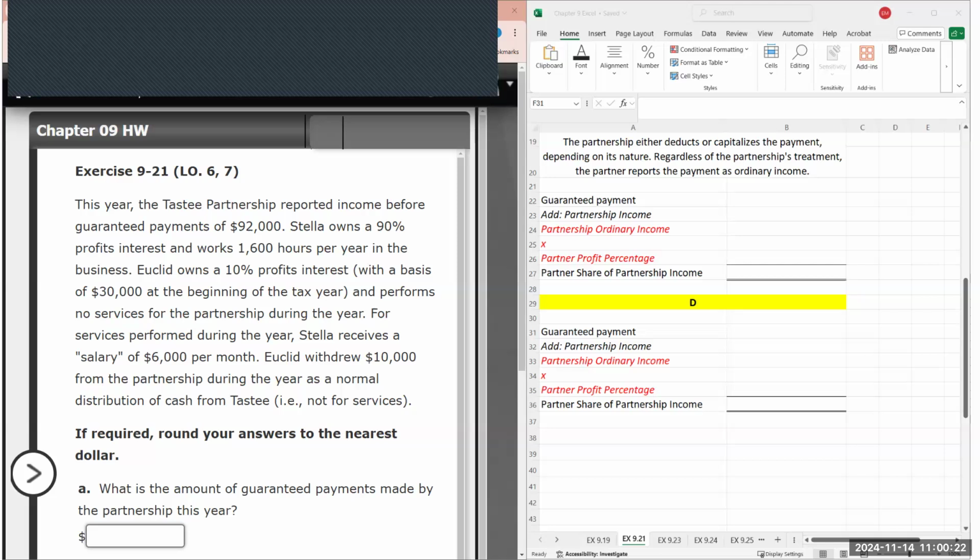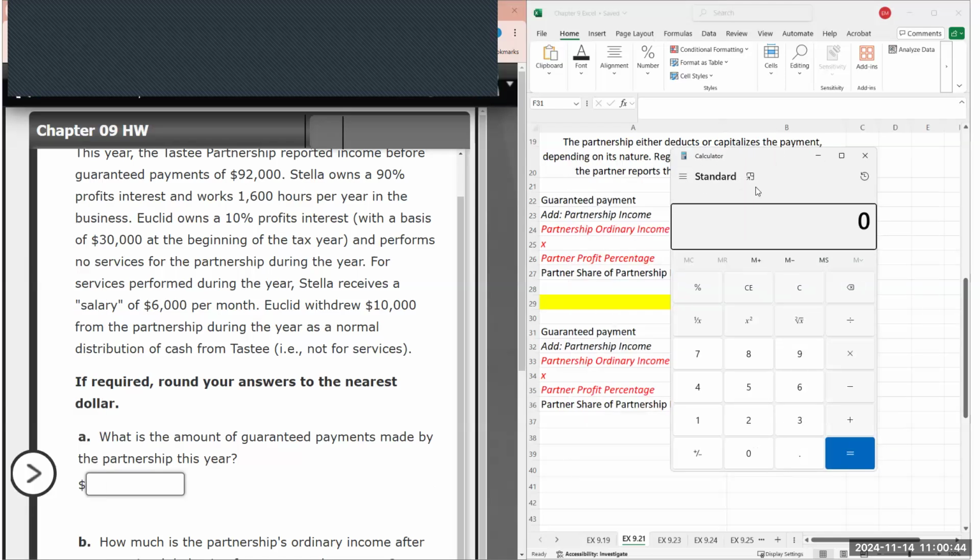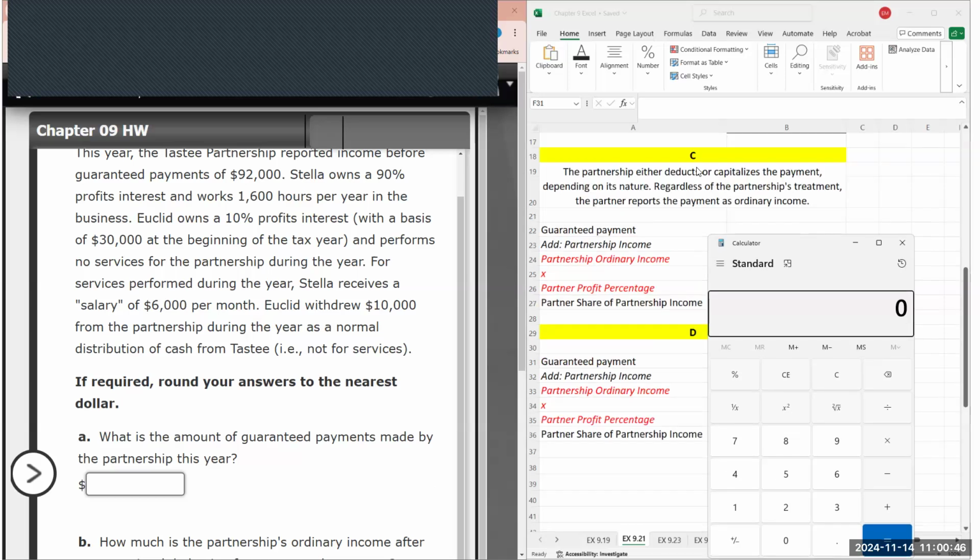For services performed during the year, Stella receives a salary of $6,000 per month. Euclid withdrew $10,000 from the partnership during the year as a normal distribution of cash from Tasty. So A is asking, what is the amount of the guaranteed payments made by the partnership this year?